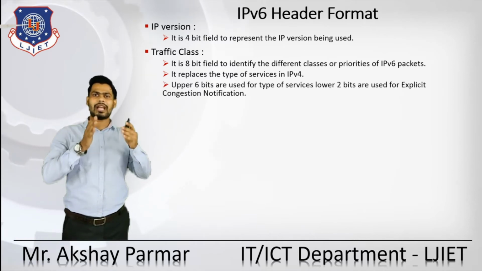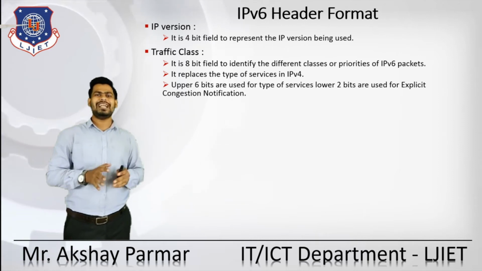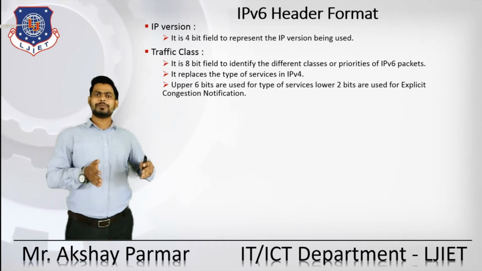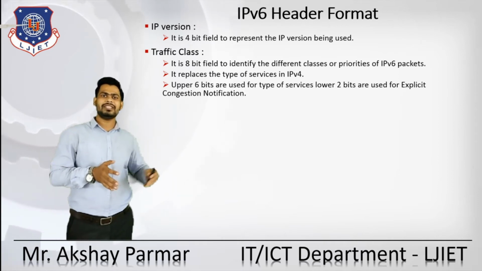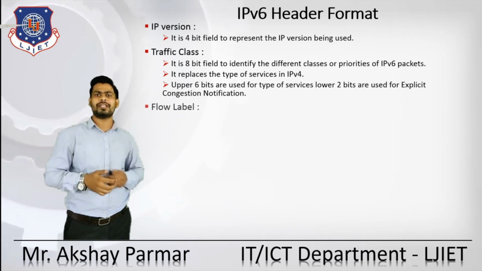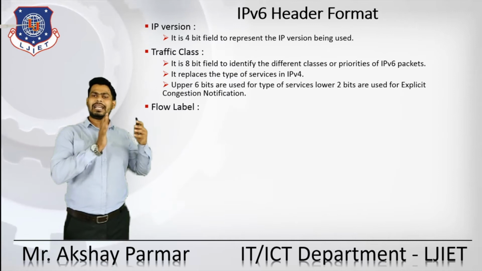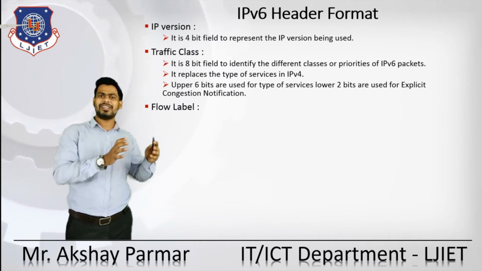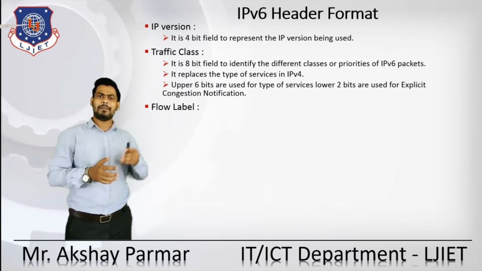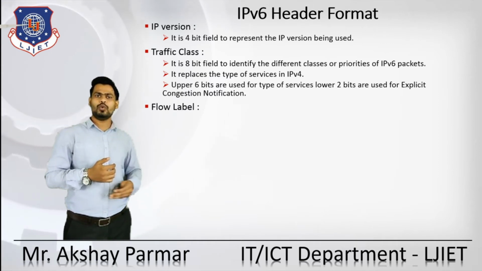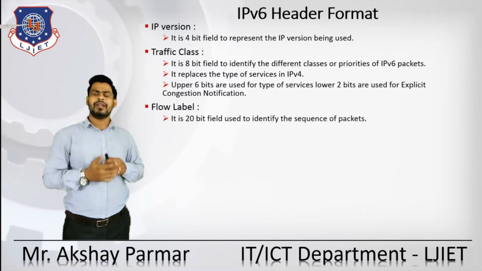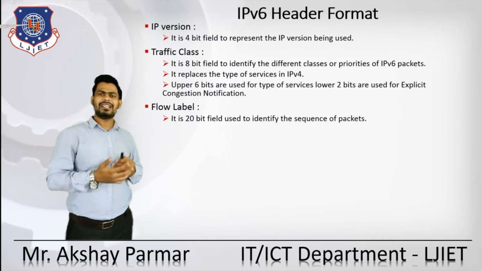The 8 bits of the traffic class are divided into two parts, the first 6 and the last 2. The upper 6 bits are used for the type of service, and the lower 2 bits are used for explicit congestion notification. So that's how the 8-bit traffic class is divided into two parts. After that, the flow label is there.